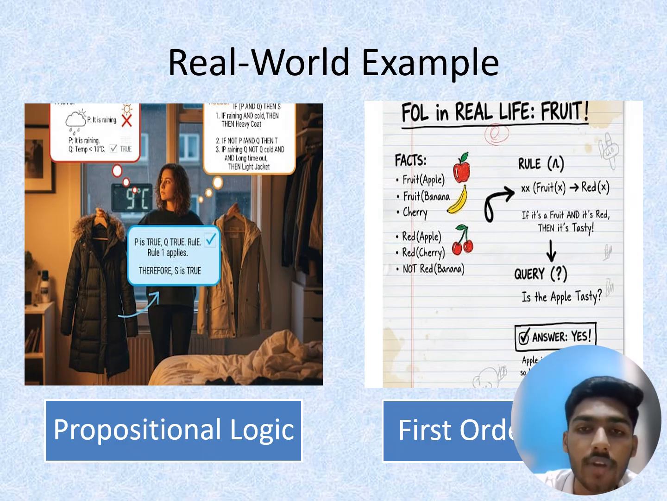In FOL, facts: fruit(apple), fruit(banana), fruit(cherry) are fruits, and red(apple), red(cherry), not red(banana). Rule: fruit(x) implies red(x). If it's a fruit and it's red, then it's tasty. Query: is this apple tasty? Answer: yes.